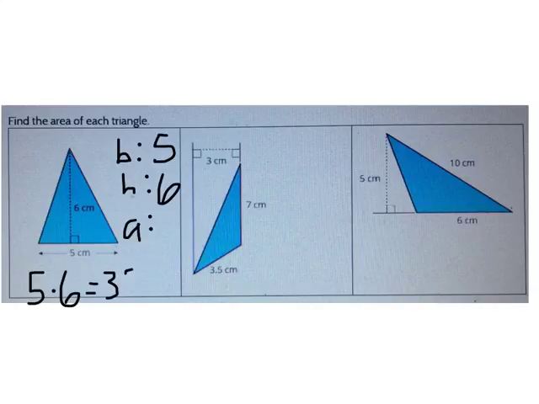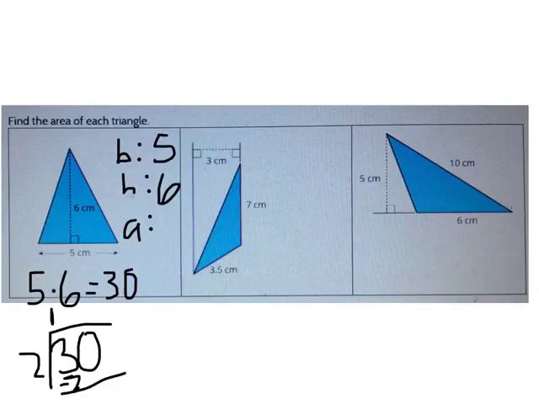5 times 6 is 30. What's 30 divided by 2? 2 goes into 3 one time. 2 goes into 10 5 times. So the correct answer is 15. The area of that triangle is 15.